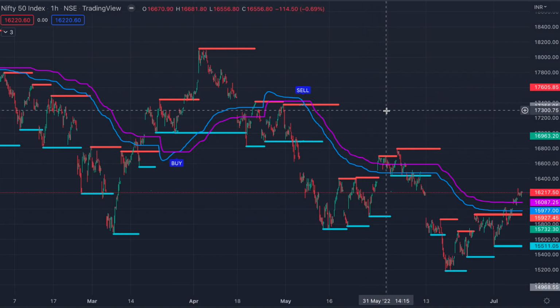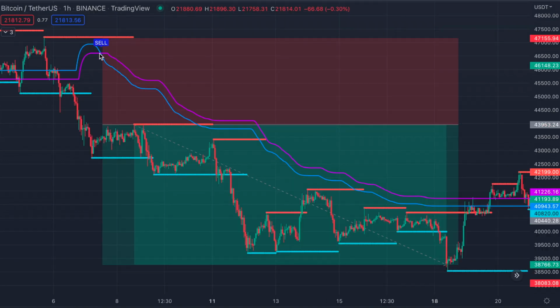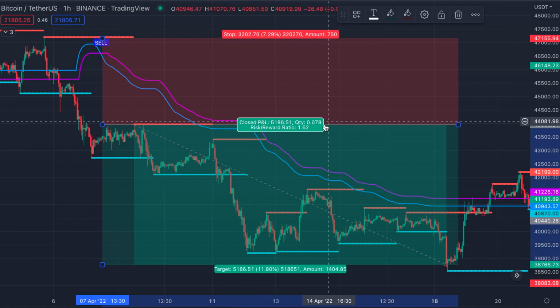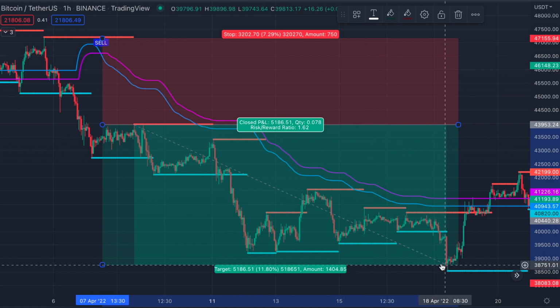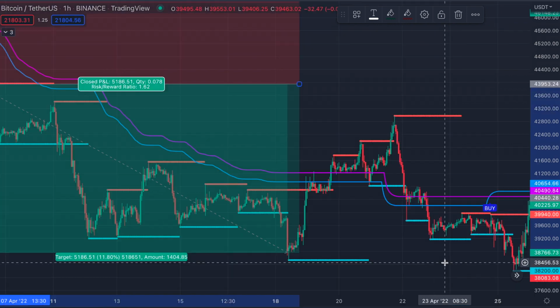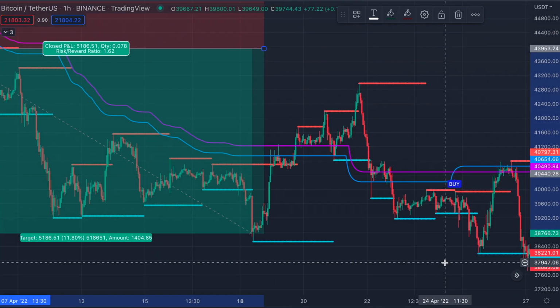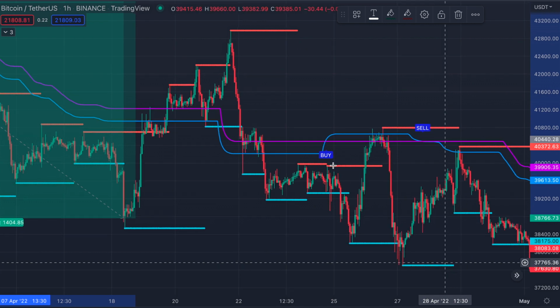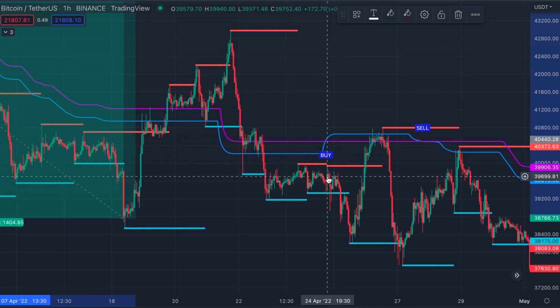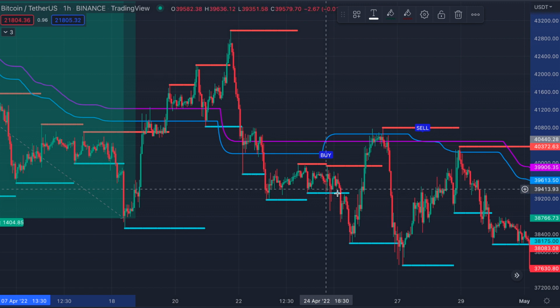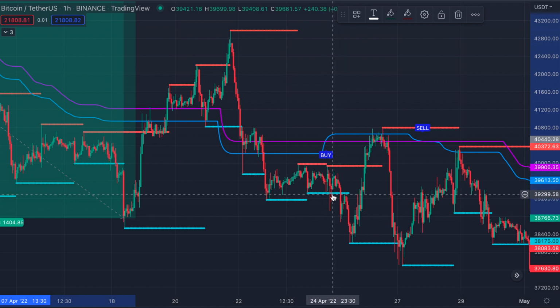Now I'll show you the same thing on BTC USDT. We got a sell signal right here. This is our stop loss, and if we go for a risk reward ratio of 1.5, our target was attained over here. Now we have a buy signal right here. Okay, if you bought it here, the stop loss was hit right away, and this was a very minor loss.